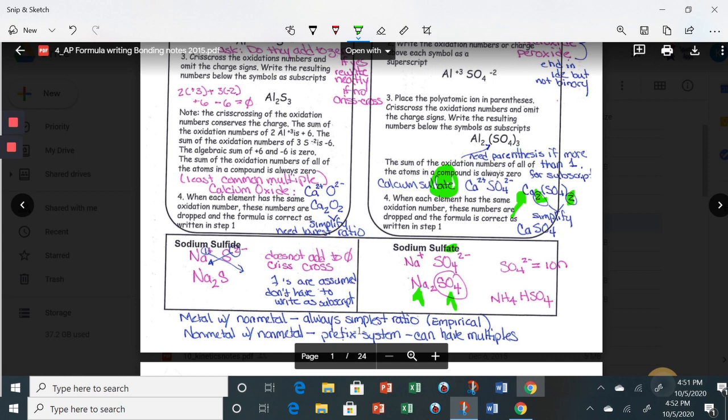Sodium doesn't need parentheses because it's a single symbol. It's not a group of symbols, so I don't need the parentheses. Okay, if you put parentheses around the sulfate, it's actually technically considered incorrect. So be careful with that. Okay, I'm going to do a couple quick examples, and then I'm going to break to eat my dinner.